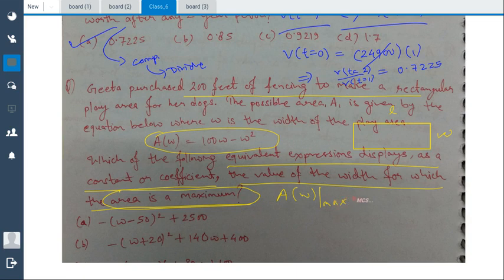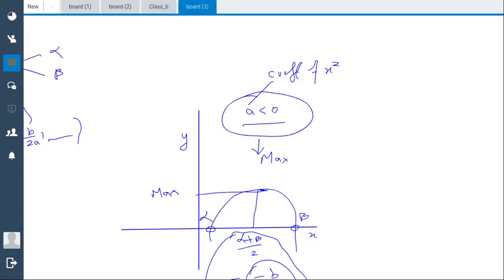This is possible at w equal to minus b by 2a. What is b here? 100. Say it loudly, you should have confidence, my dear friends; confidence is very important. So minus b divided by 2 into a, and a is minus 1. So what value of w do you get for the maximum? 50. Easy, isn't it? At 50 you are going to get it.